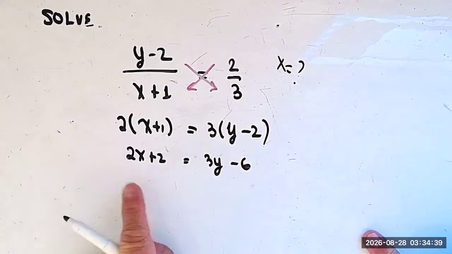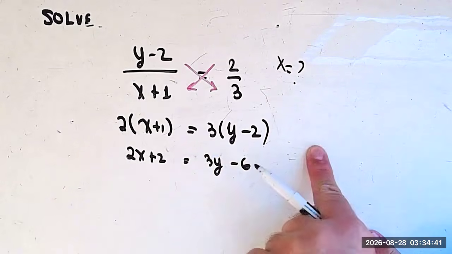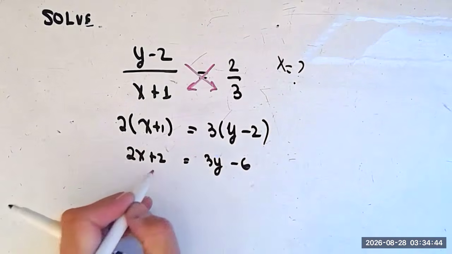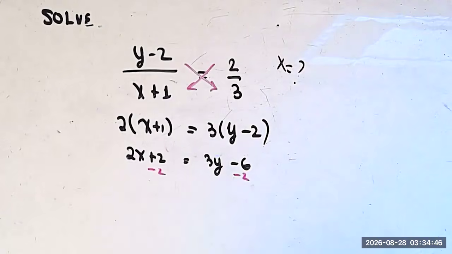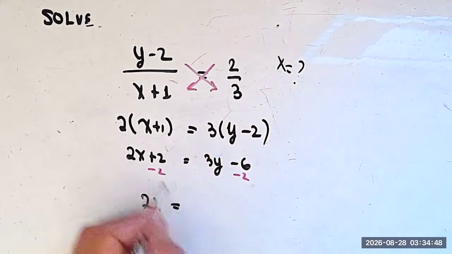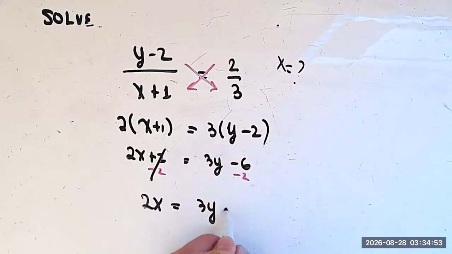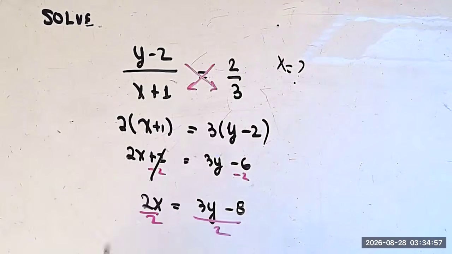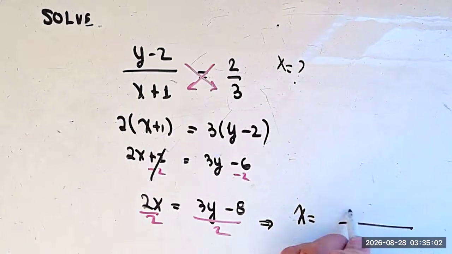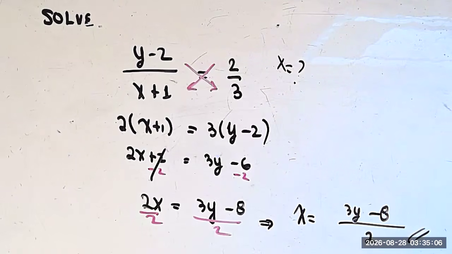We're doing what? X, right? So this 2 is in my way. Let's subtract 2 minus 2 minus 2. So I have 2x equals 3y, negative 6 minus 2, negative 8. And we proceed to divide by 2. And that's it. We just write the answer here. So x equals 3y minus 8 over 2. That's it. Okay, this is a good answer.